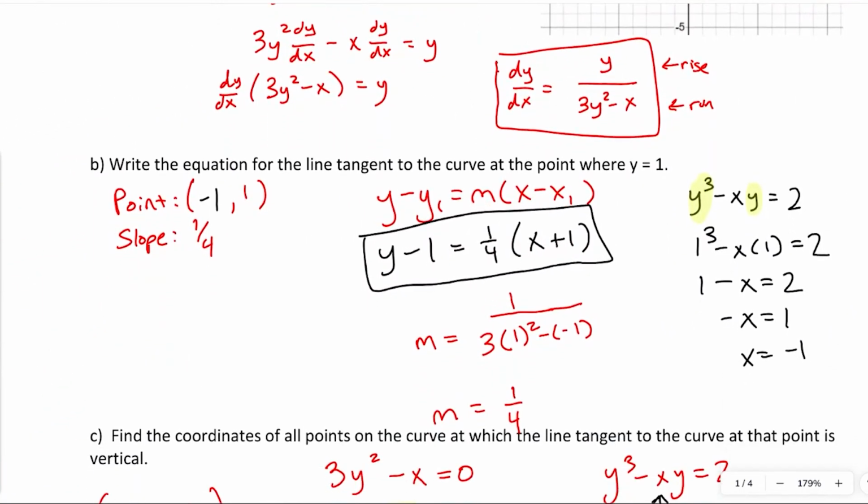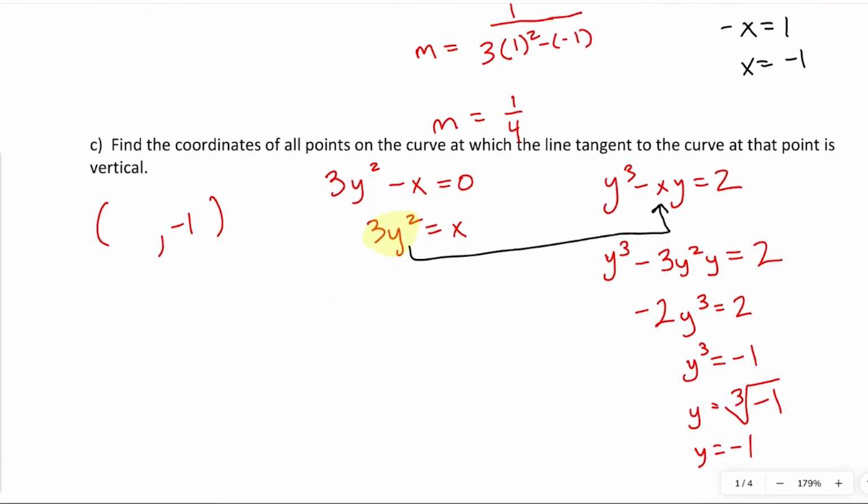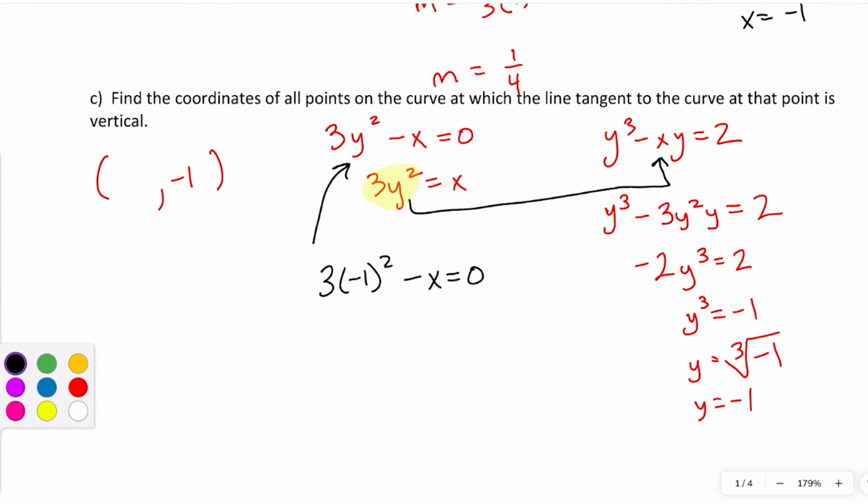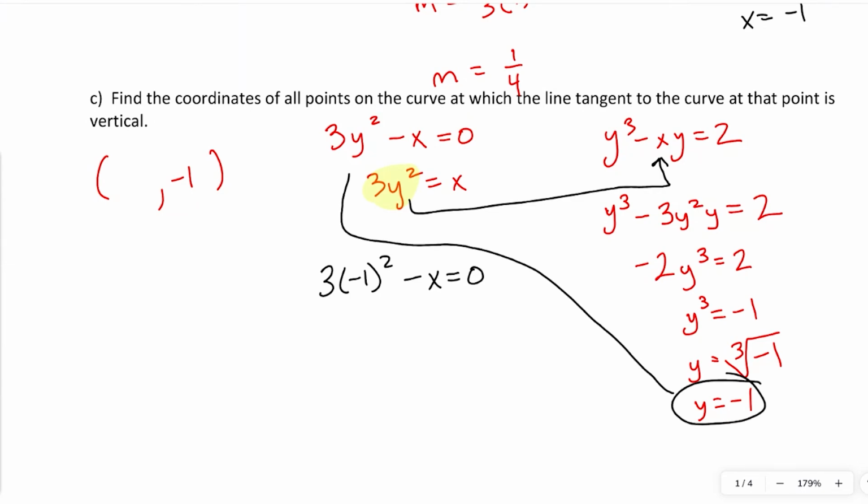That's right. Then we plug that y back into the original equation. Okay, we know y is negative 1. Or actually, we don't even have to go to the original equation. We could go back to this one. 3 times negative 1 squared minus x is 0. So we get 3 times 1. 3 minus x is 0. So x is 3.